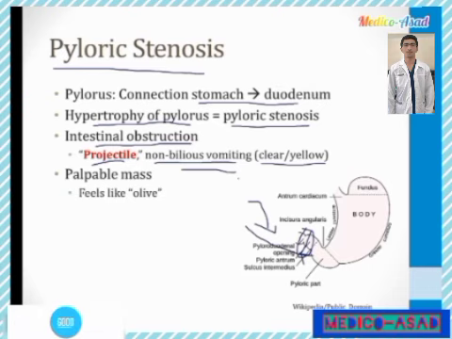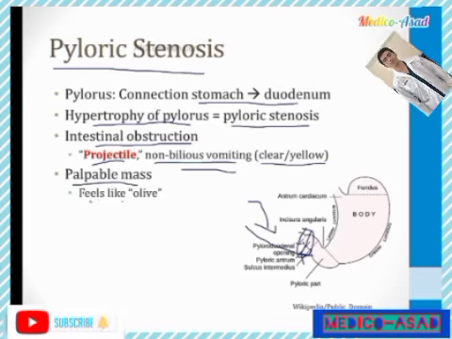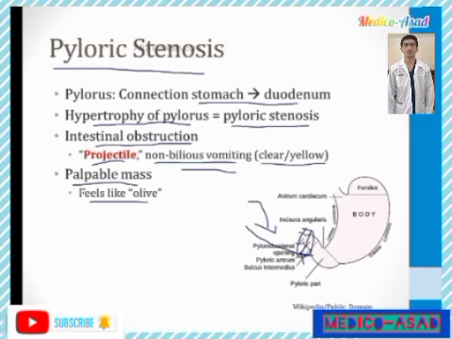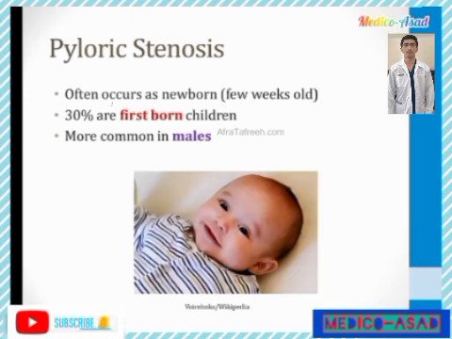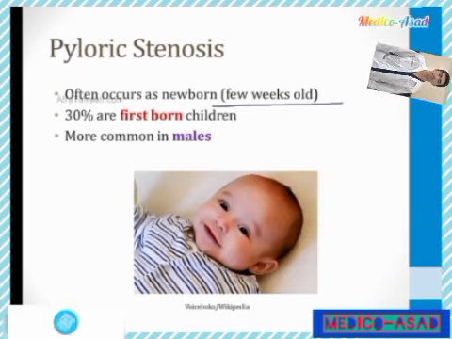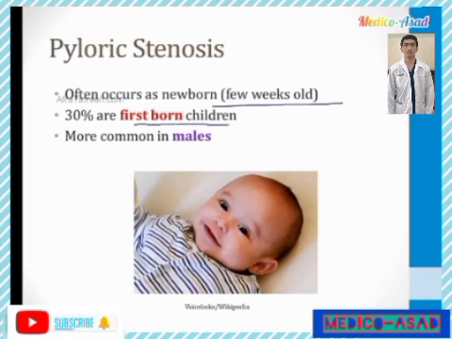Another key finding of pyloric stenosis is a palpable mass that feels like an olive. Remember, this will often occur in babies. They have very small abdomens that are easy to examine, and you can often feel the hypertrophic pylorus. The symptoms usually develop in the newborn period, usually at a few weeks old. 30% of babies with pyloric stenosis are firstborn children. The reason for this is not known, and it is more common in males.